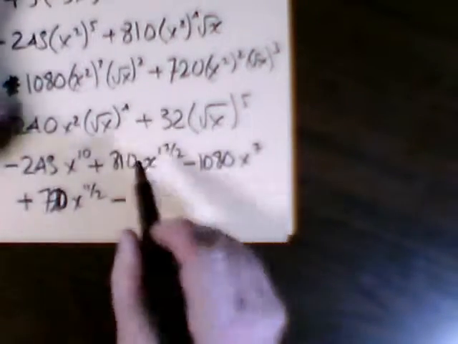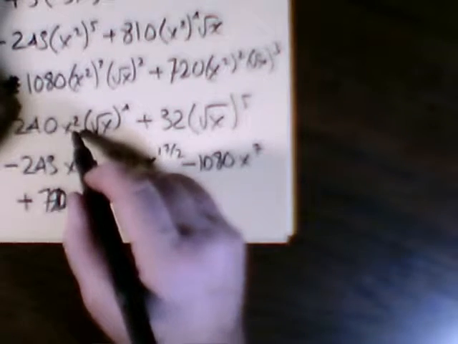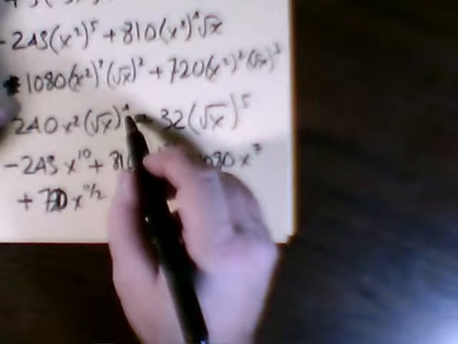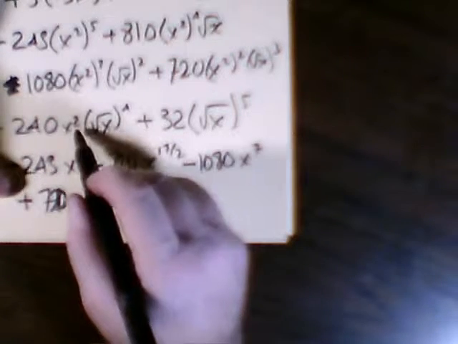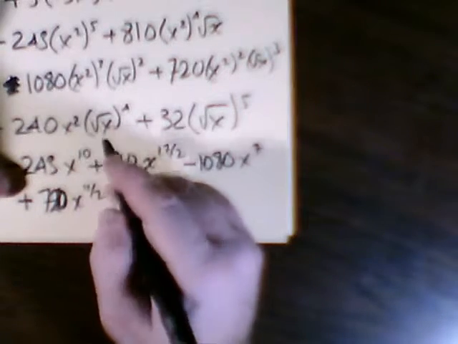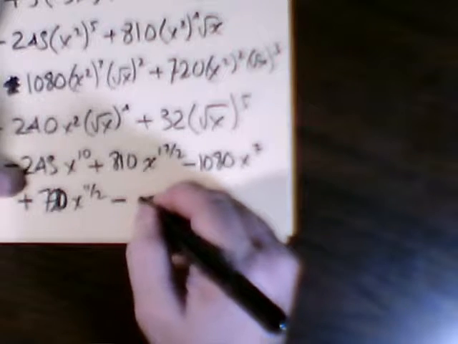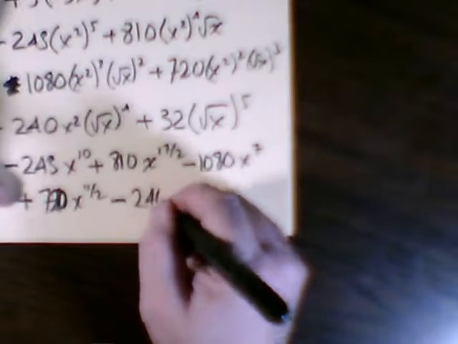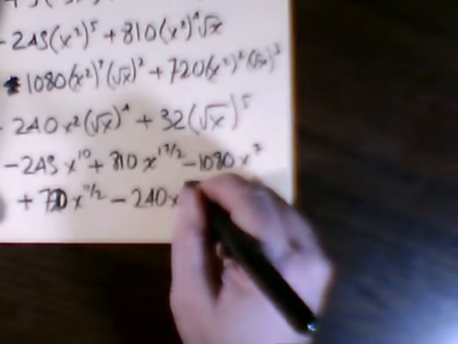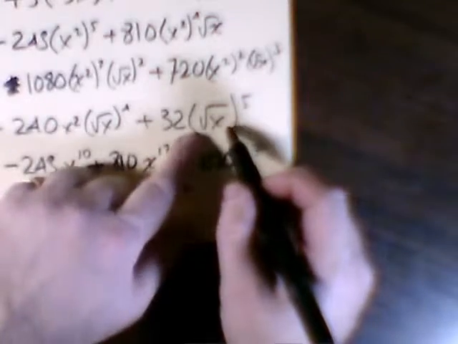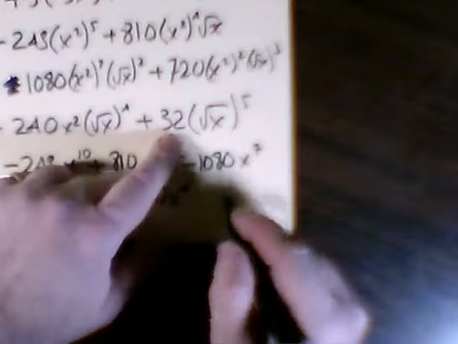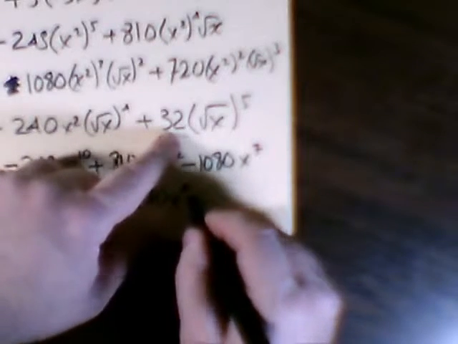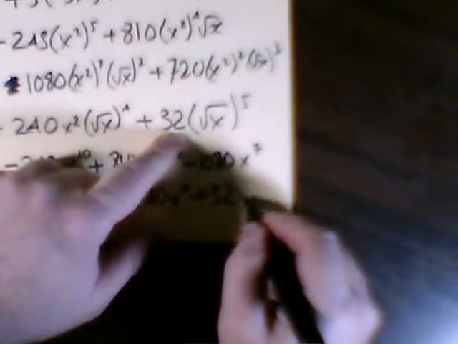Minus 240. Well, that's x squared. Root x to the power 4 is x squared. x squared times x squared is really x to the 4th. So that's minus 240 x to the 4th. And root x to the 5th is like saying x to the 2.5 or x to the 5/2. So that's plus 32 x to the 5/2.